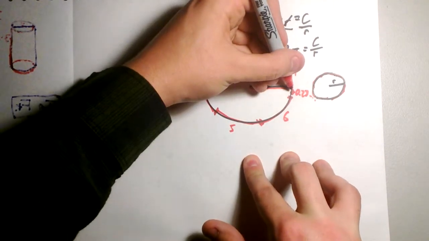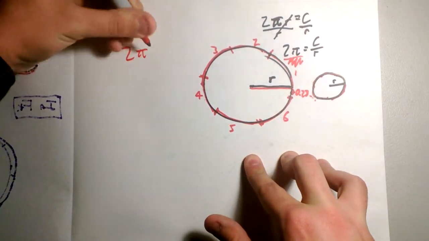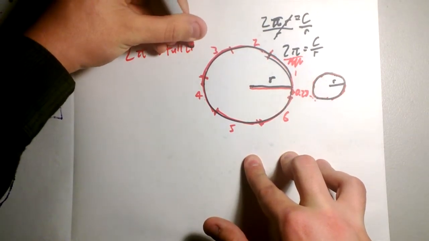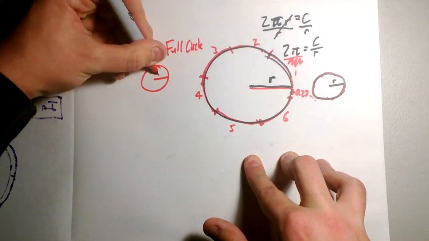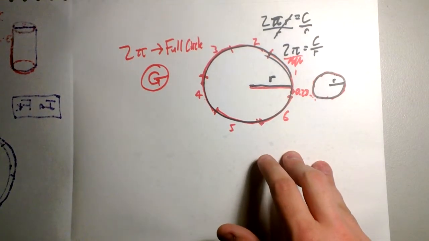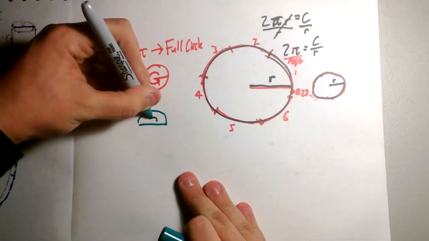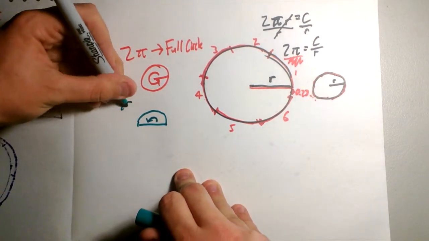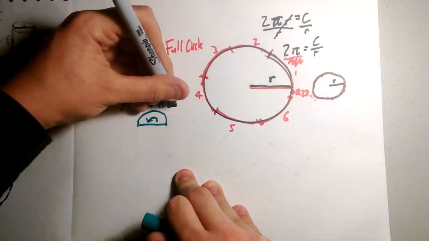So if it takes 2 pi radii to get around the full circle, 2 pi will be full circle. All right, so it'll just be completely around. Now, what would halfway be? So 180 degrees, whatever. What would this be? Well, guess what? If 2 pi is a full circle, half circle will be pi. HC, just half circle.